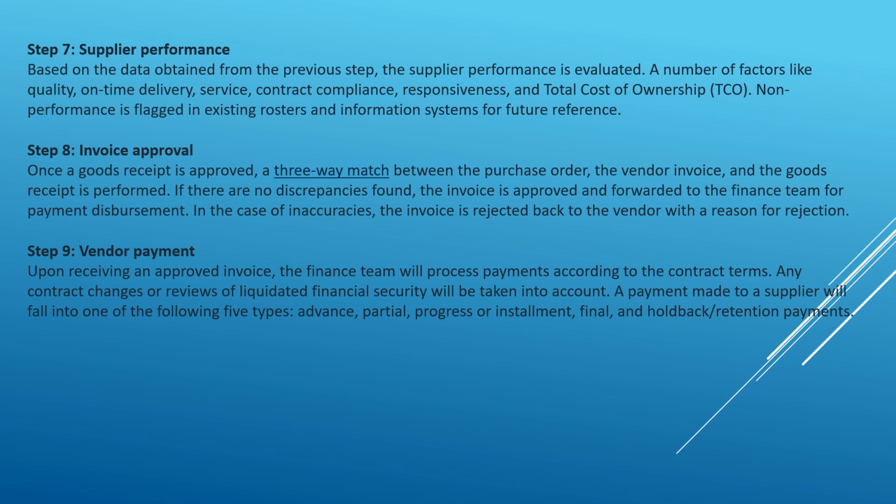So upon receiving an approved invoice, the finance team will start processing payments according to the given terms. If there are any reviews, contract changes, or liquidated financial security, they will be taken into account. A payment made to a supplier will fall into any of five types of category: advance, partial, progress or installment, final, and holdback or retention payments.